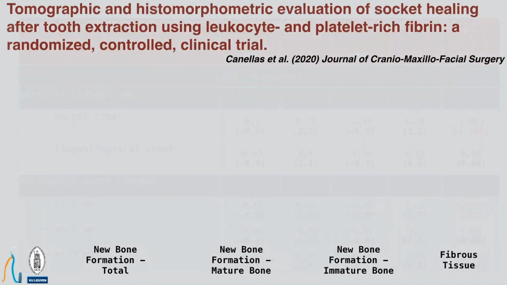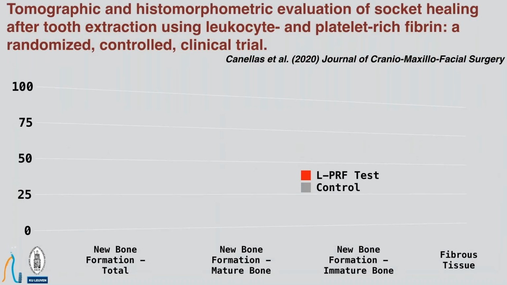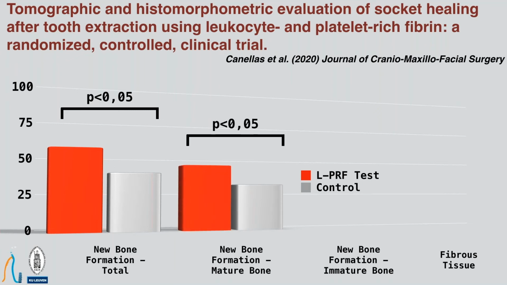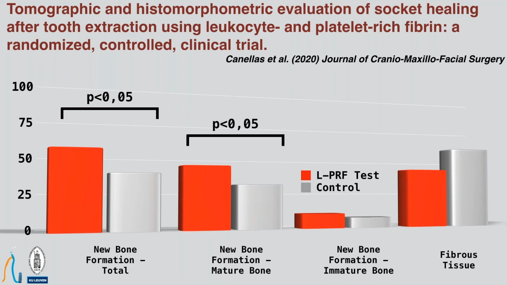Now, when we look at the histomorphometrical analysis, they looked at the new bone formation. In red, you can see the L-PRF test group, and in gray, the control group. They saw that for new bone formation, the L-PRF was statistically significantly different from the unassisted socket healing. For the immature bone, there was no statistically significant difference, and for the fibrous tissue there was a statistically significant difference between the PRF test group and the control.